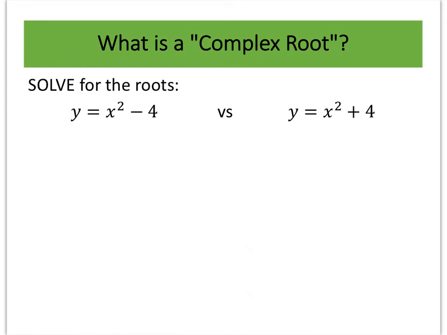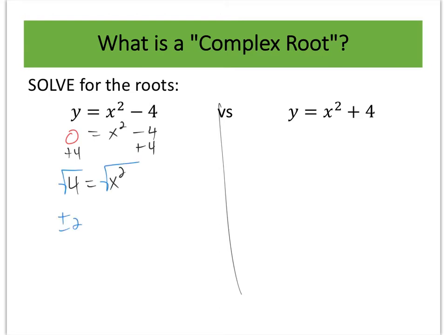Now, if we were to solve for it, we would solve it in exactly the same way. If we wanted to solve for the roots, we'd say, okay, the y value is 0, and we're going to solve for x. We're going to add 4 here, so we get 4 equals x squared, and we're going to take the square root, and we get positive and negative 2 equals x.